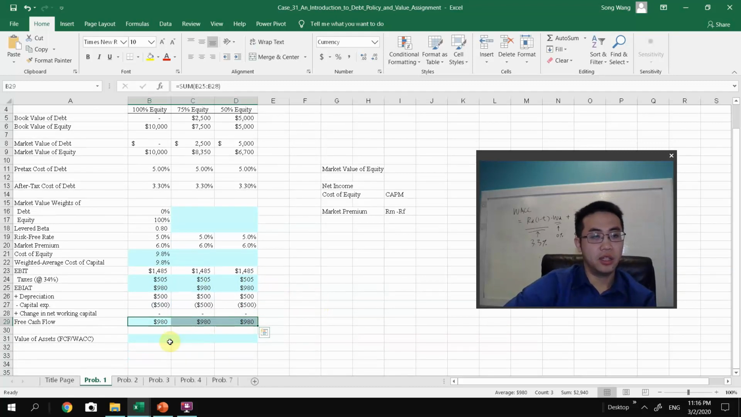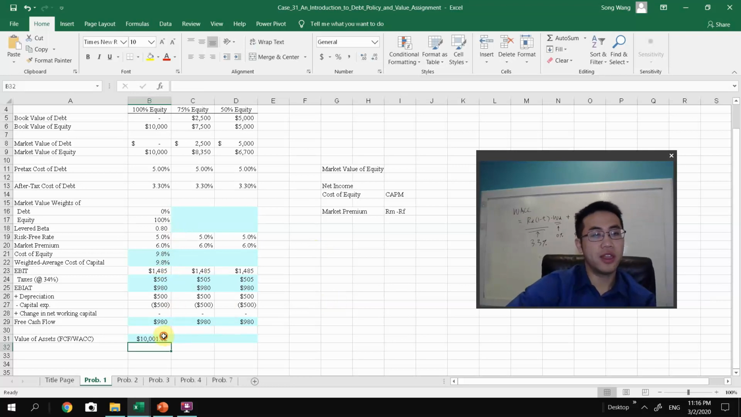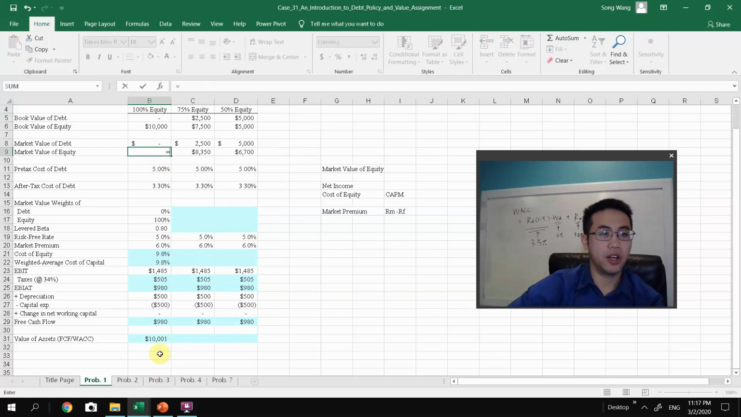And then to get the value of the assets, I will need to use the free cash flow divided by my WACC. So it is roughly $10,000. It is off by $1. I think that's okay. This arrow is okay. It's just mostly due to the rounding issue. So back to my market value of the equity, I can use whatever I just calculated right here. Okay, so make it link.